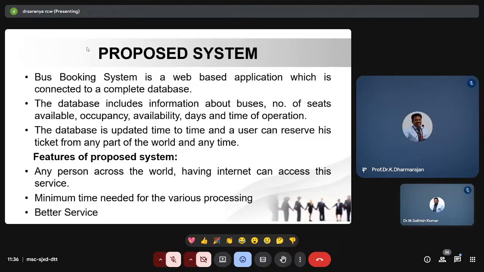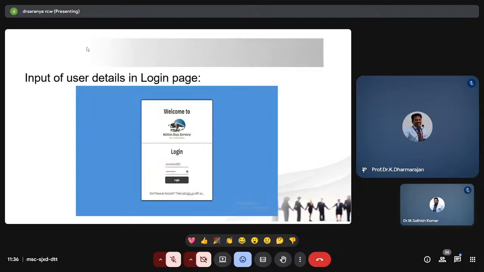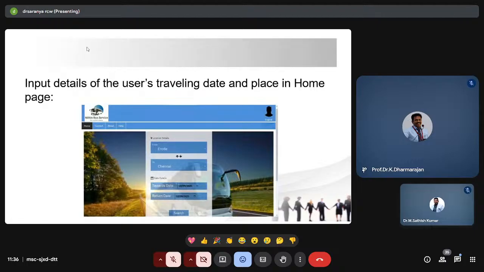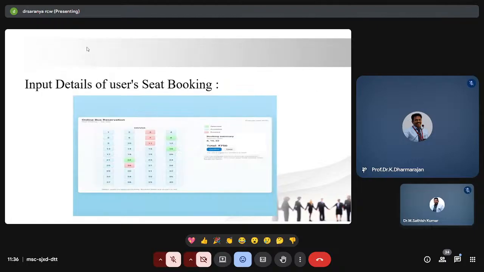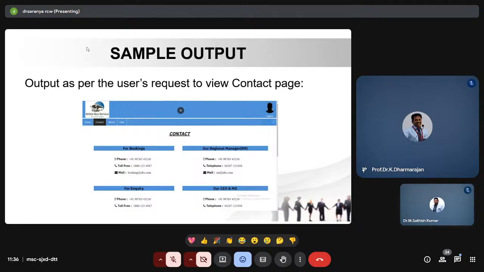Let's see some sample output pages. This is the sign up page. The user enters details like name, age, mobile number. This is the login page. The user enters email ID and password. In this input page, the user enters the traveling destination and date. This is the seat booking page where people can select the seat and make payment online. This is the cancellation page.